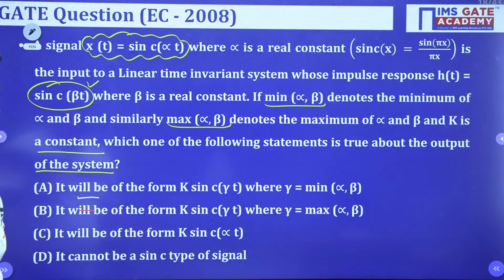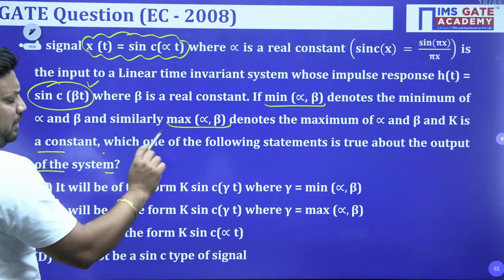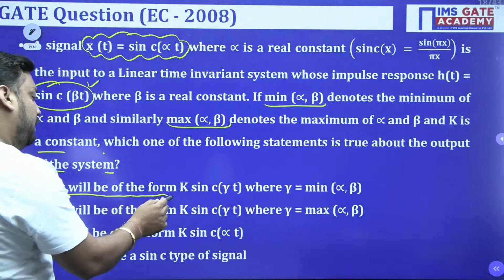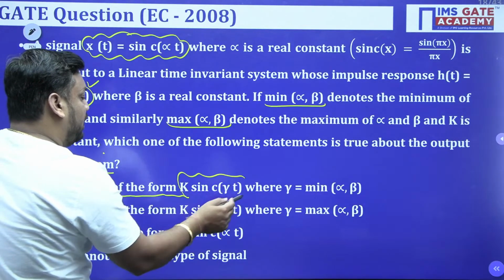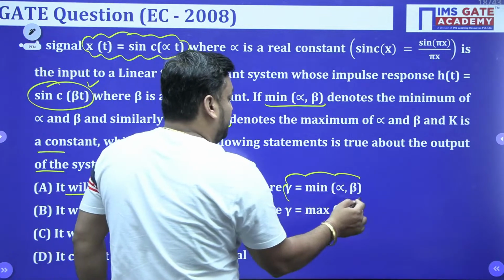The answer will be in the form of k, whatever the amplitude. K means a multiple of 1 by alpha, 1 by beta. So it will be of the form k Sinc of gamma t, where gamma is the minimum of alpha and beta.